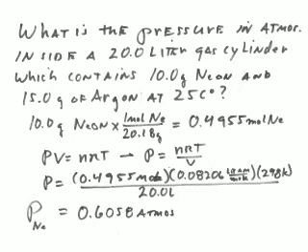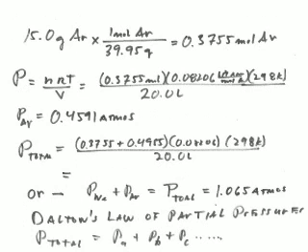Now we have to do the argon. We have 15 grams of argon. The atomic weight for argon, 39.95 grams per mole, gives us 0.3755 moles of argon. Put it in our equation, and we find out that the partial pressure of argon is 0.4591 atmospheres. And so now we could solve for the total pressure straightforwardly.